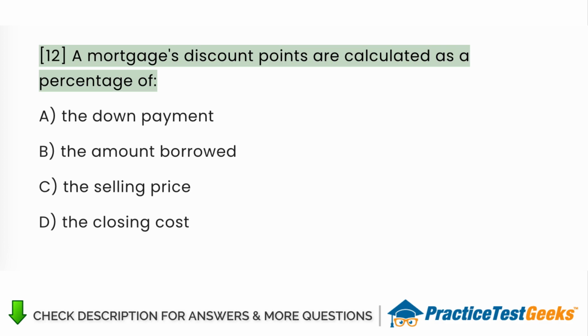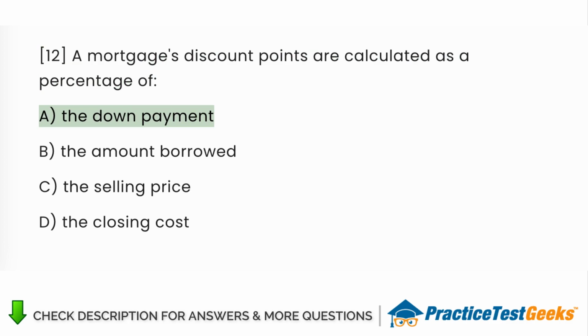A mortgage's discount points are calculated as a percentage of A. The down payment. B. The amount borrowed. C. The selling price. D. The closing cost.